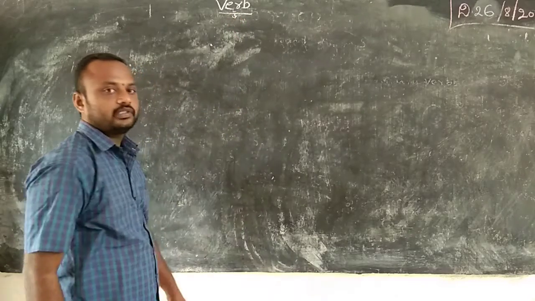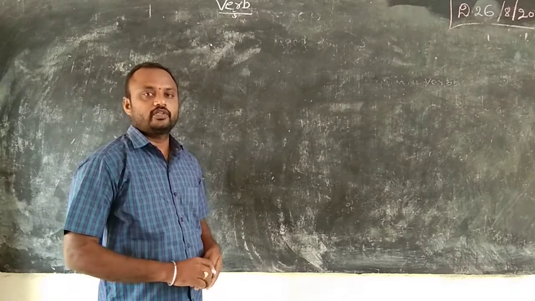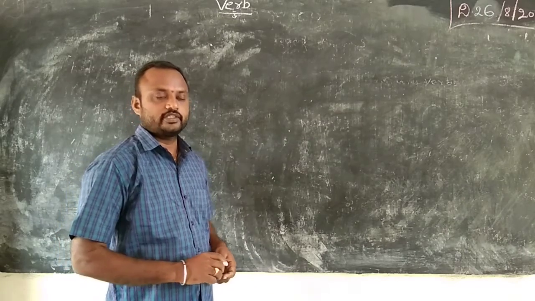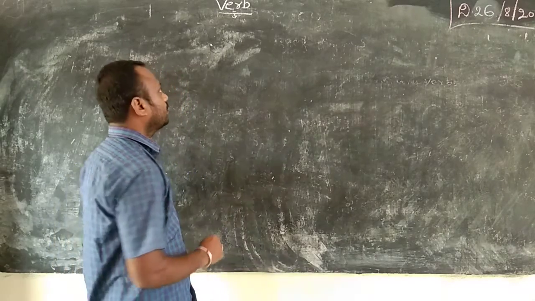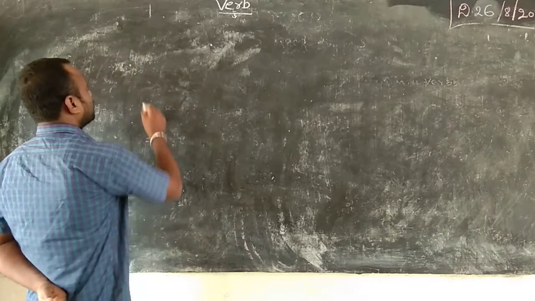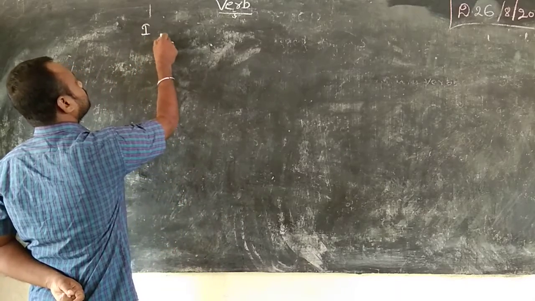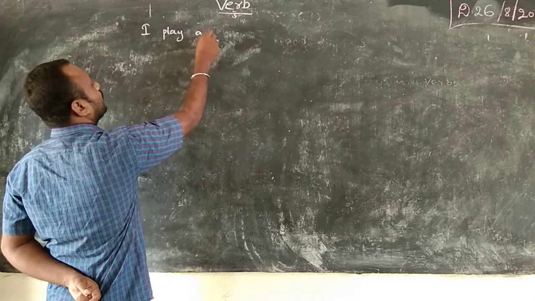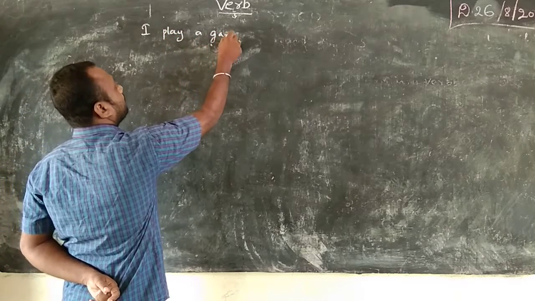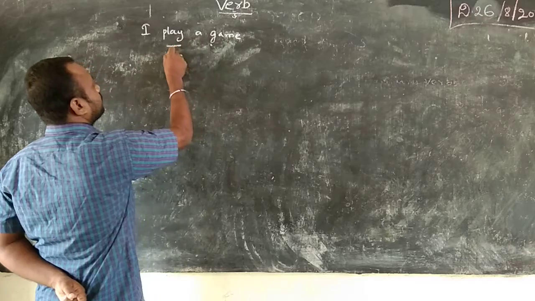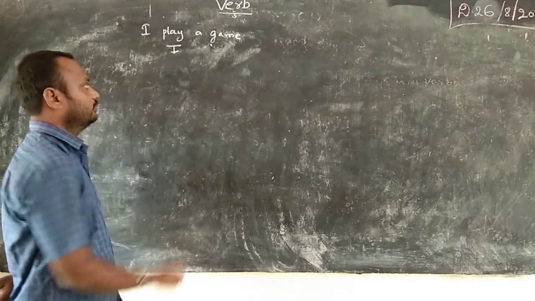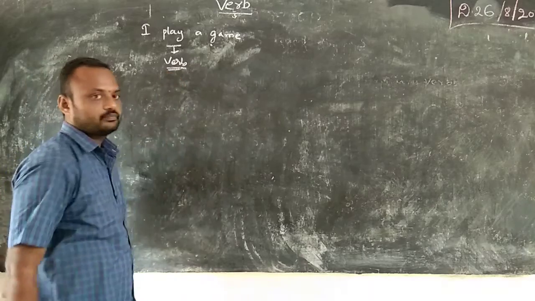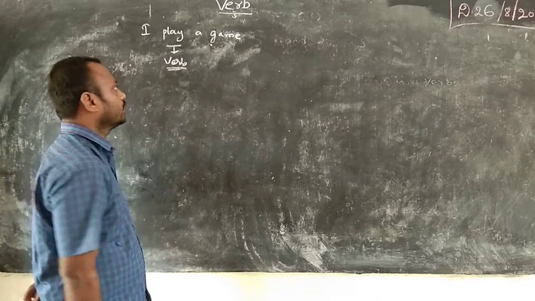What is a verb? A word that denotes an action or state of being is called a verb. For example, I play a game. Here, play is the verb.